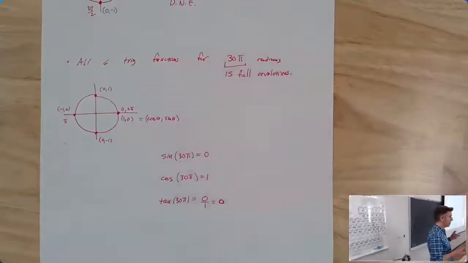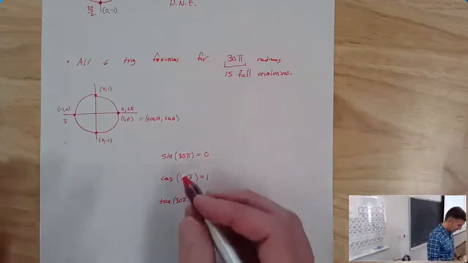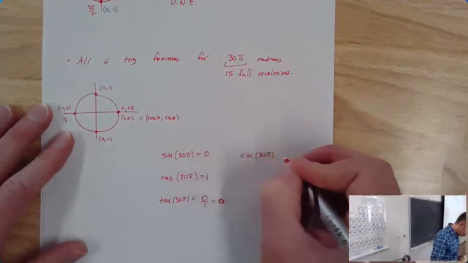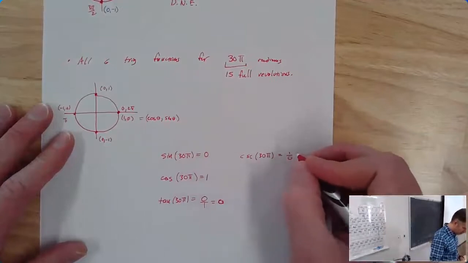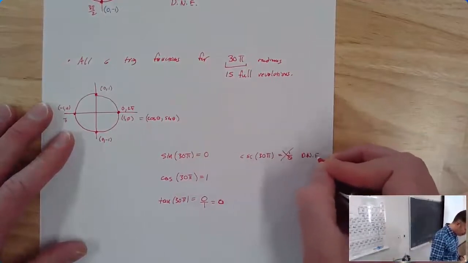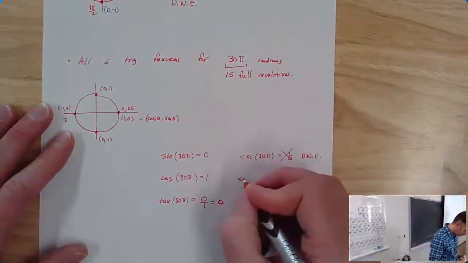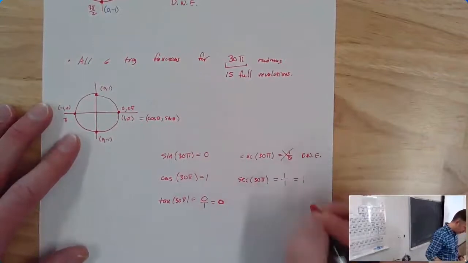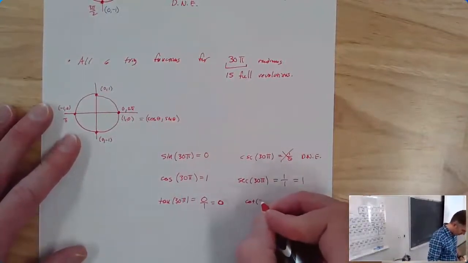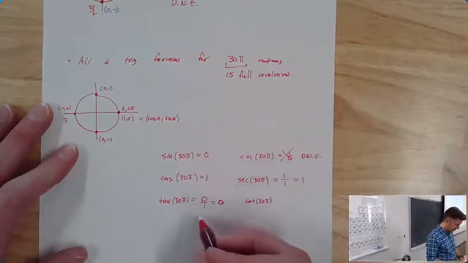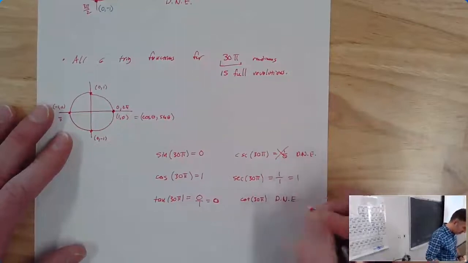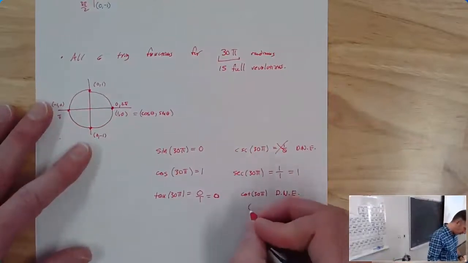Fun fact: if one of the trig functions is equal to 0, its reciprocal should be undefined. If sine of 30 pi is equal to 0, then cosecant of 30 pi is 1 over 0, which is undefined. Secant of 30 pi, the reciprocal of cosine, is 1 divided by 1, which is just 1. And cotangent of 30 pi is the reciprocal of 0, 1 over 0, which does not exist. If you don't write DNE, you could also write the words "is undefined."